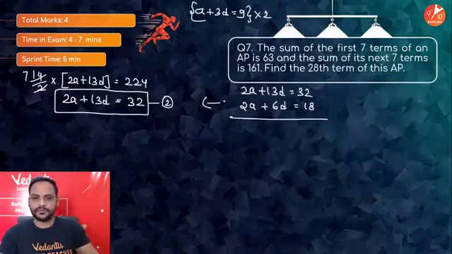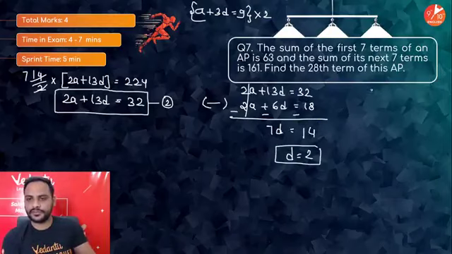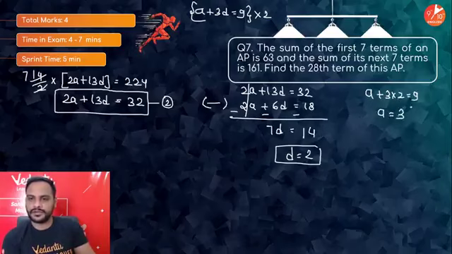Now subtract both the equations. Minus, minus, minus. The 2a got cancelled. 13 minus 6 is 7d, and 32 minus 18 is 14. So d is equal to 2. If d is equal to 2, let's put this in this equation: a plus 3 into 2 is equal to 9. So 3 twos are 6, and a is equal to 3.